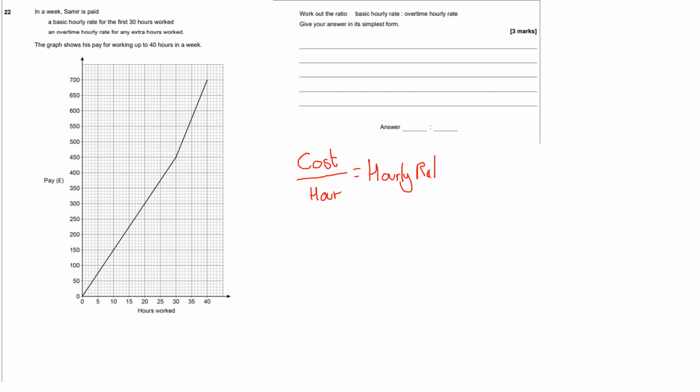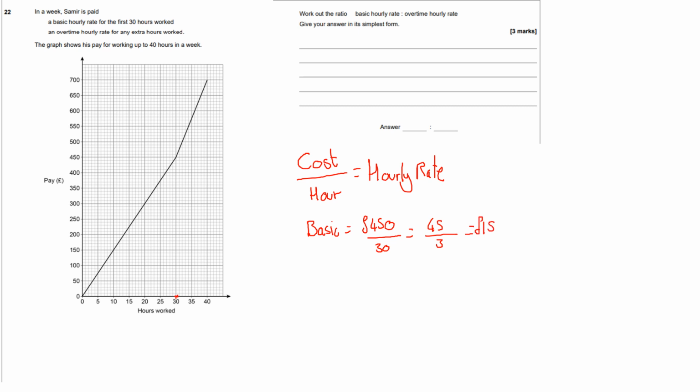So let's have a look at the cost an hour for standard. So the first 30 hours is here. So in 30 hours, and I'll just go up the graph, I'll show you with a laser. I'm going up the graph, and I can see here that's 450. So for basic, it's 450 divided by 30 hours, which is 45 divided by 3, which equals £15 an hour.